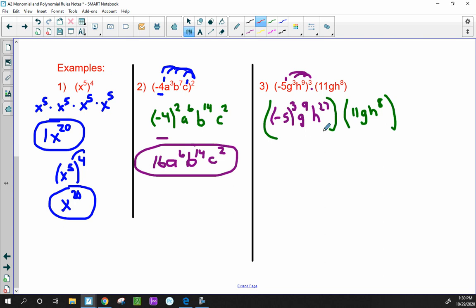Alright, next I want you to notice, before we multiply these, I still have a power in my problem on a number, and we know how to simplify that. So we're going to write this as -5 times, like in our head, -5 times -5 times -5. We're going to evaluate that. You can use your calculator. Again, please use parentheses around the -5 when you're typing that in. This answer is going to give you a -125. You're going to bring down your G to the 9th and H to the 27th.